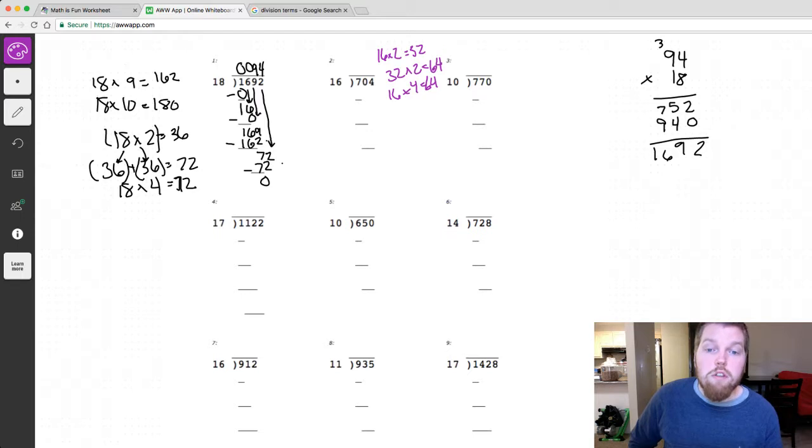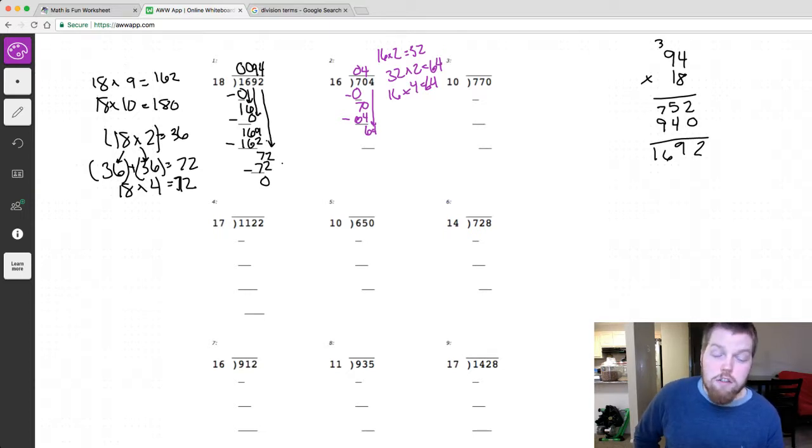So 16 times 4 is 64, and if we added 16 to 64, that would get us 80, which is more than 70, so that's too much. Sorry, we have to go through our process here first. Can 16 go into the first digit? No, it cannot. So 16 cannot go into 7 without going over. 16 times 0 is 0. Subtract, we'll get 70. And we already worked that out. 16 times 4 is 64, which is the closest we can get without going over. We'll subtract those and get 6 left over. And bring down the next digit, which is a 4.